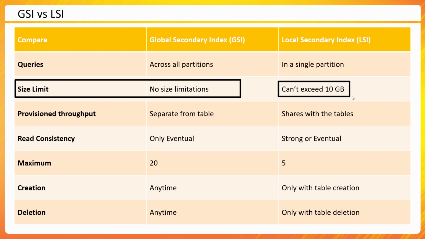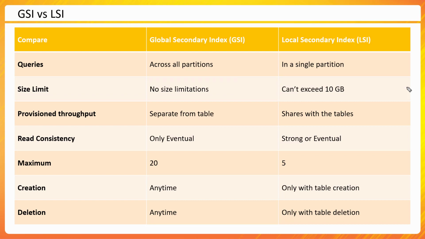Why is that? Because the partitions which we create cannot go beyond 10 GB, and if it is stored within the partition itself, it cannot go beyond 10 GB. So that is a limitation on a local secondary index.